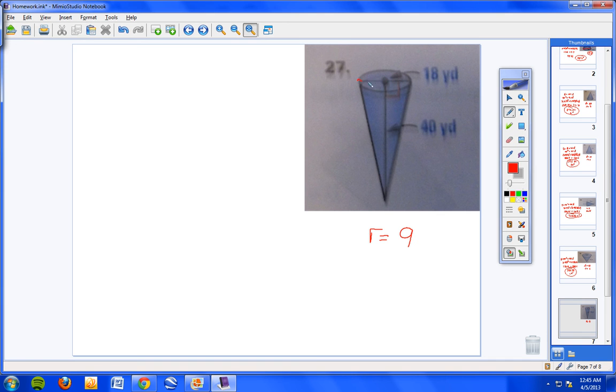So we're going to have to draw a triangle that goes like this, and then a right triangle that comes down like this, and then over right there, and there's your right triangle. So let's draw that right triangle right here. And we know the length of this side right here would be 9. That's your radius, half of 18. And we know this side here is 40. So here's our right angle. Let's go ahead and find the slant height.